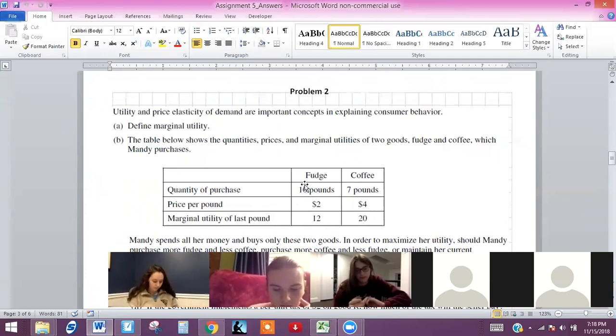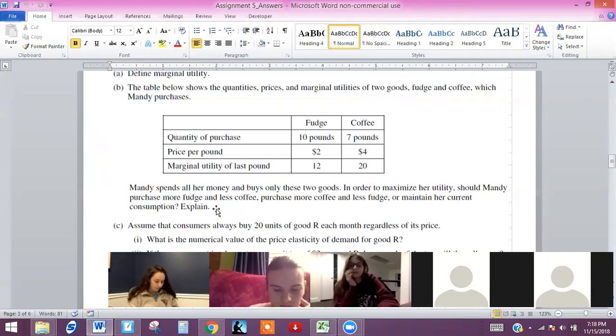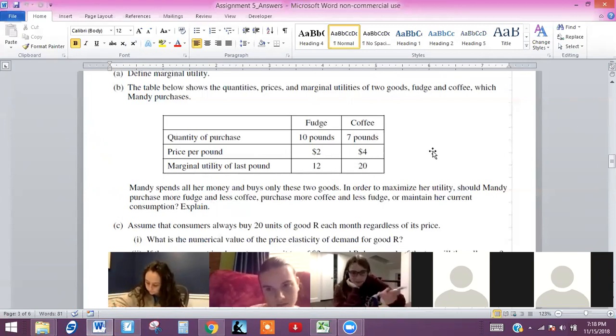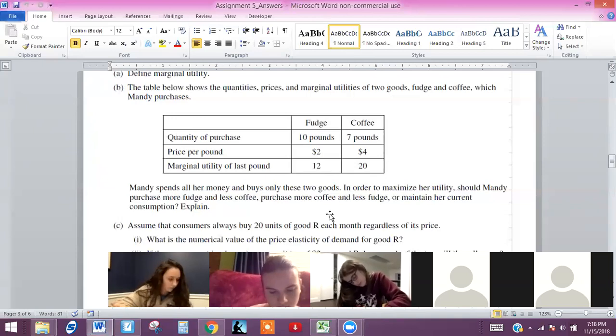So now they're giving us a table, and now we have Mandy. So they've actually given our consumer a name. Mandy spends all of her money on just fudge and coffee. That sounds good to me. Fudge and coffee. Okay. So in order to maximize her utility, should Mandy purchase more fudge and less coffee, purchase more coffee and less fudge, or maintain her current consumption? Explain.